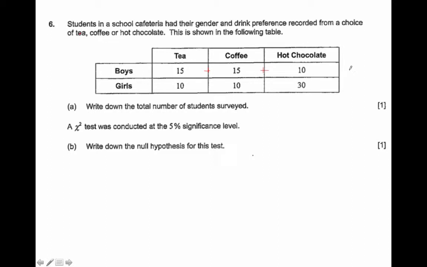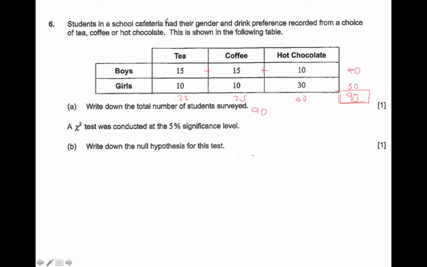So the number of boys in this survey was 15 plus 15 plus 10, which is 40. The number of girls was 10 plus 10 plus 30, which is 50. So in total, they asked 90 people. And we can check, because we could sum the columns, and it should add to 90 as well. So 15 and 10 is 25, another 25 here and 40 here. So 50 and 40 is still 90. So 90 people questioned.